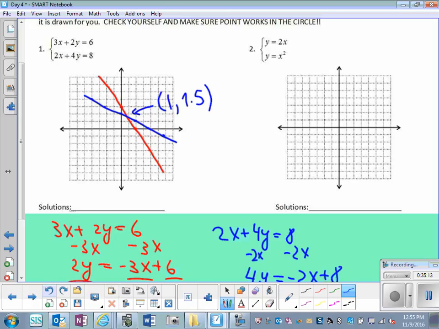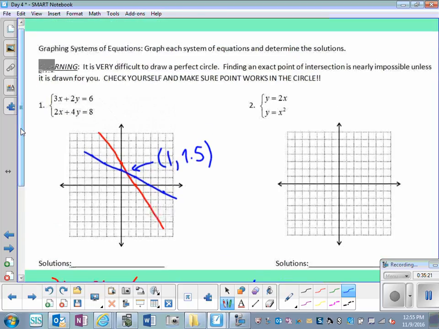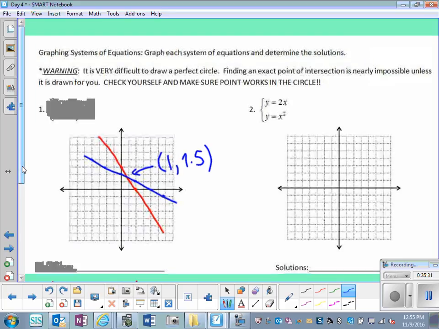And you know what? When you're not sure, right? I'm guessing just by looking at this, I think it's 1.5. So what I can do when I guess is I can check my solution, right? And how do I check it? I take my xy point and plug it into the original equations, right? So let me do that.